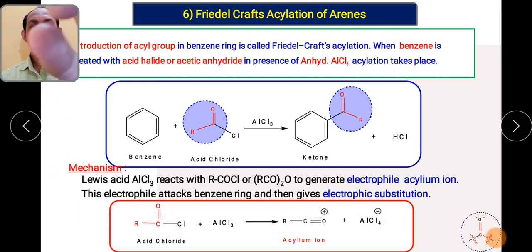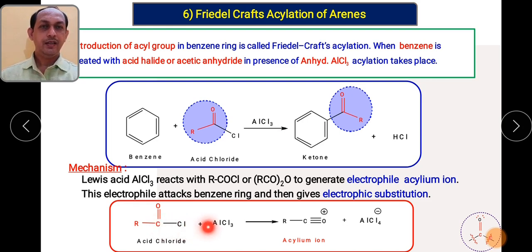Let us see only the first step of the mechanism. The mechanism works in the same way as for the Gattermann-Koch reaction. The first step is the reaction of this particular acid chloride with AlCl3. So here we can understand the role of AlCl3. If you don't add AlCl3, then the reaction will not proceed. Why? What is the reason? Let us see the mechanism.